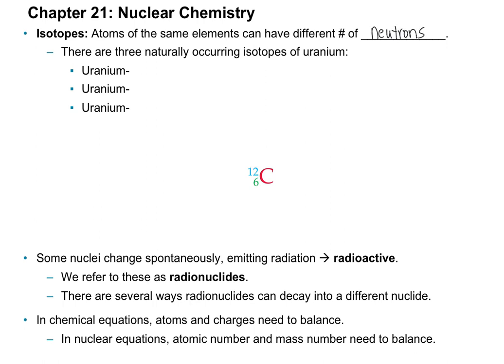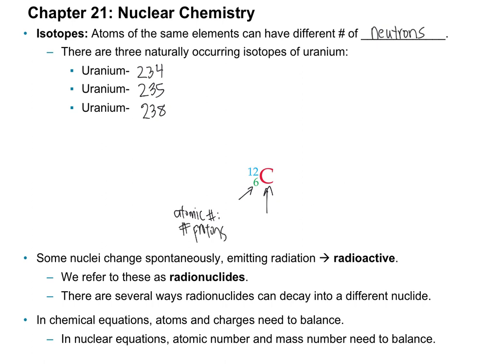So, for example, there are 3 different naturally occurring isotopes of uranium. We have uranium 234, 235, and 238. So this means since it's uranium, then it's going to have the same atomic symbol and the same atomic number. Remember, atomic number, that is the number of protons.